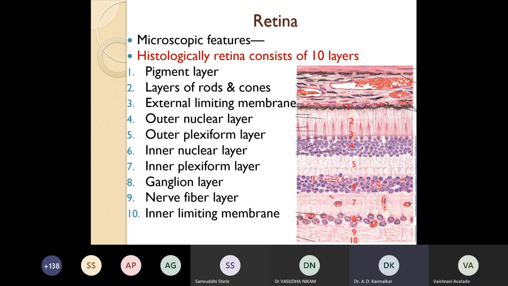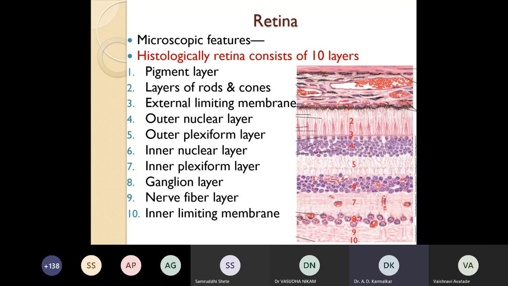Ganglion layer is purely formed by the nuclei of the ganglion cells, and the axons of the ganglion cells will form the nerve fiber layer. And lastly, as I said, the Muller cell will form the internal limiting membrane. So remember, the external limiting membrane and the inner limiting membrane are both formed by the Muller cell.